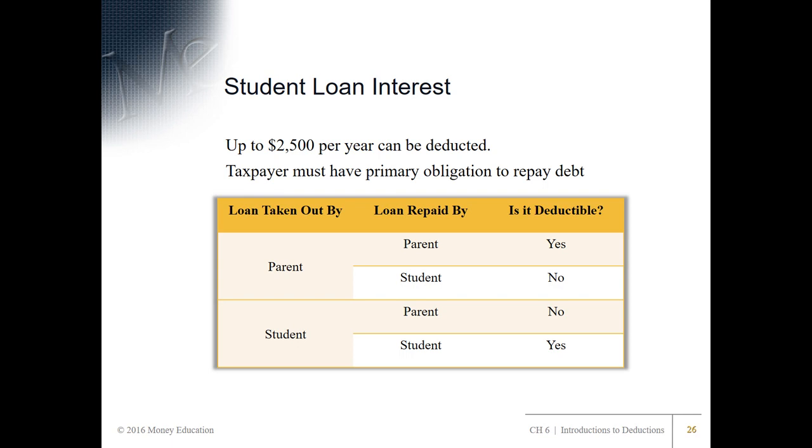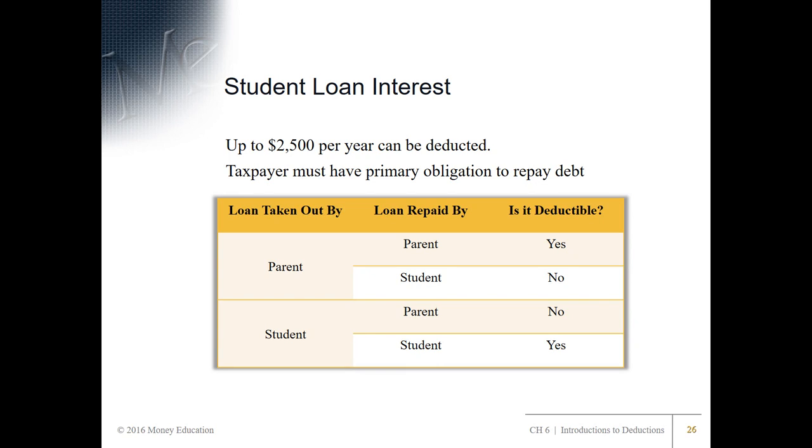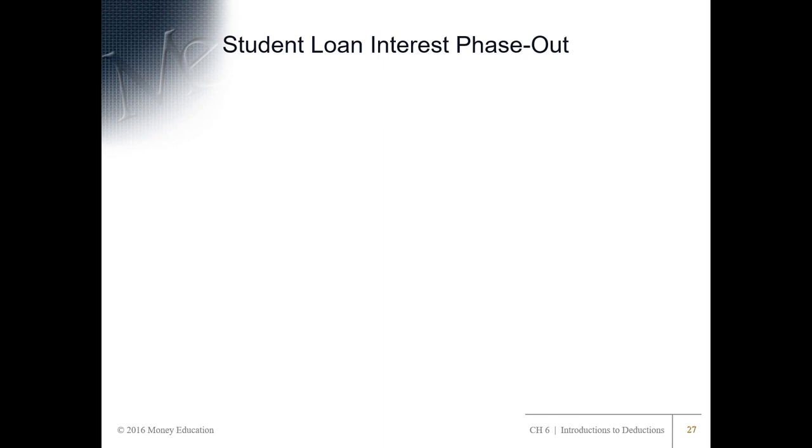So, if the loan is taken out by the parent, in order to have any deductibility, it has to be paid by the parent. If the student takes over the loan, no deduction. If the student takes out the loan, the student has to pay the loan to get the interest deduction. If the parents pay it for the student, no deduction. Okay.